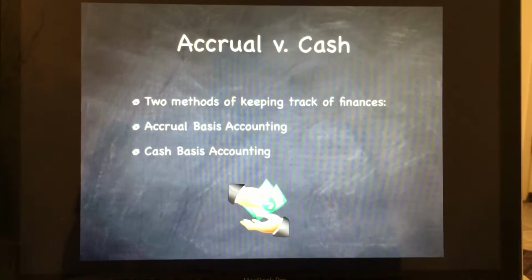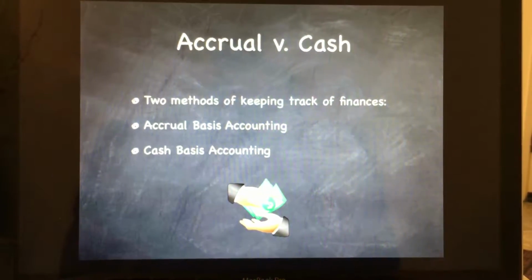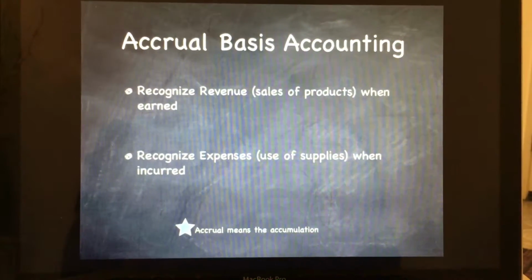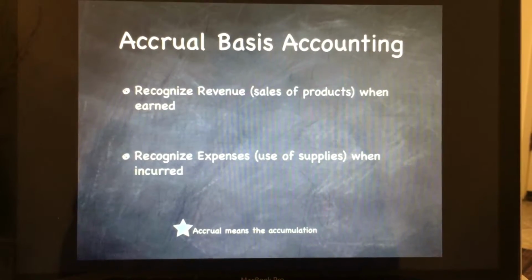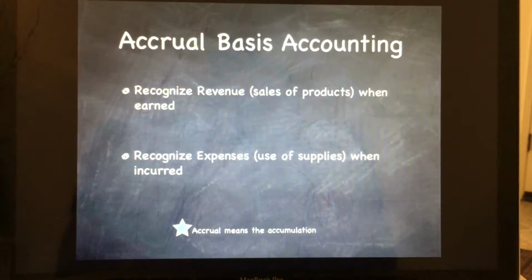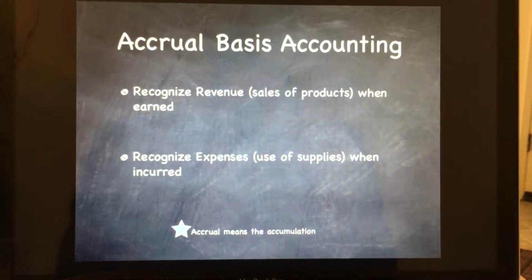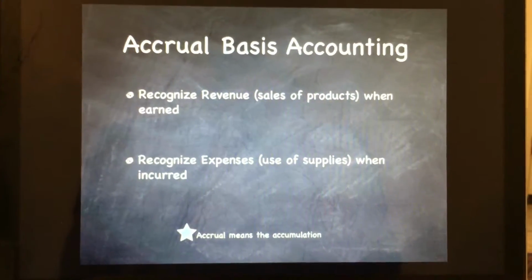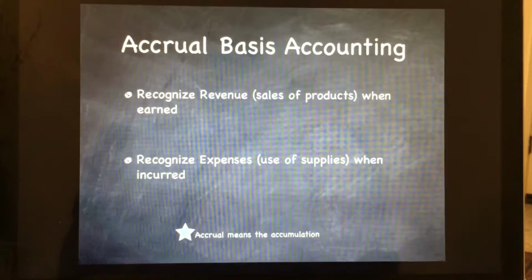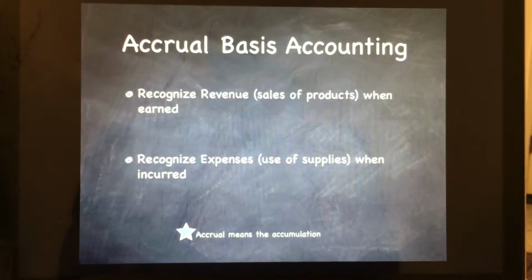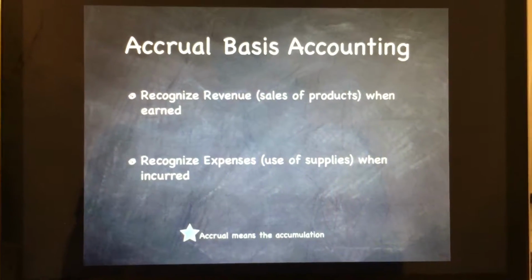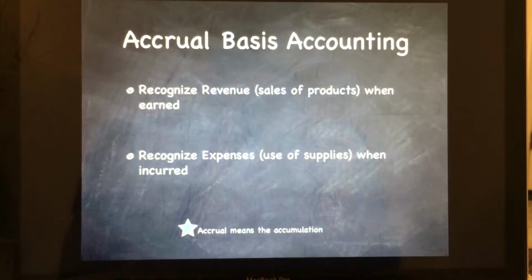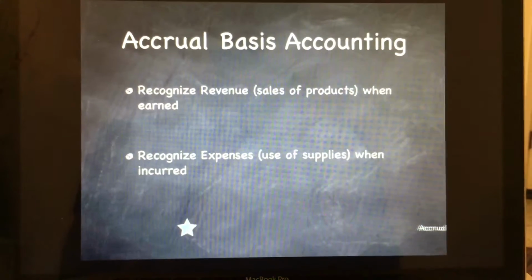So there's two methods of keeping track of your finances: accrual accounting versus cash basis accounting. Accrual basis accounting is going to be when you recognize your revenue, so sales of products, when earned. Say a customer comes in and buys a t-shirt, so the sales of that t-shirt will be your revenue. And recognizing your expenses, so your use of supplies, say rent expense, when incurred. So accrual means just the accumulation.